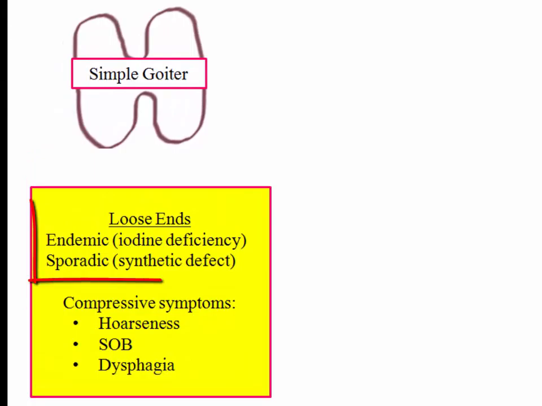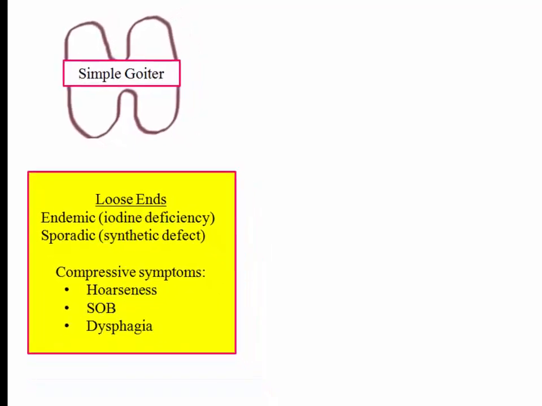Simple goiters can be described as endemic, related to iodine deficiency, or it can be described as sporadic, as in defective biosynthesis, including that seen by ingesting goitrogens such as cauliflower. The patient with goiter, of all types, can also present with compressive symptoms, including hoarseness, shortness of breath, or dysphagia.